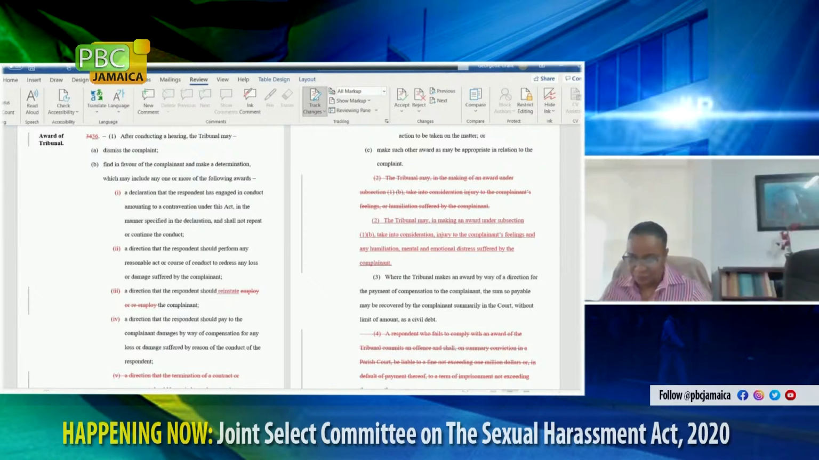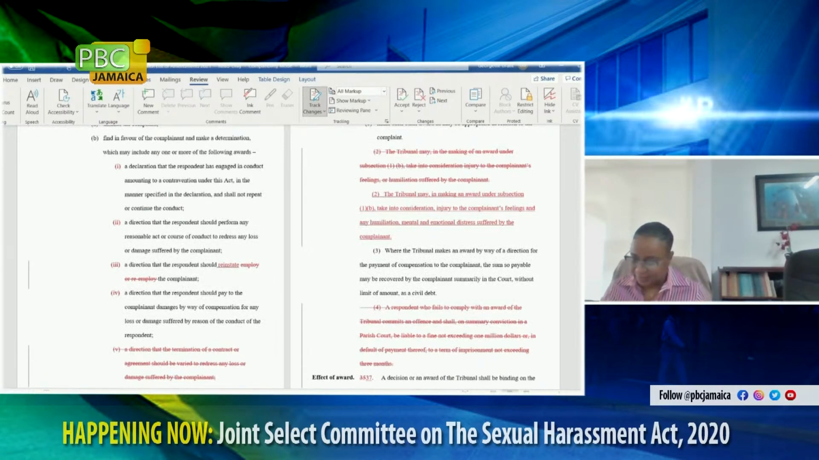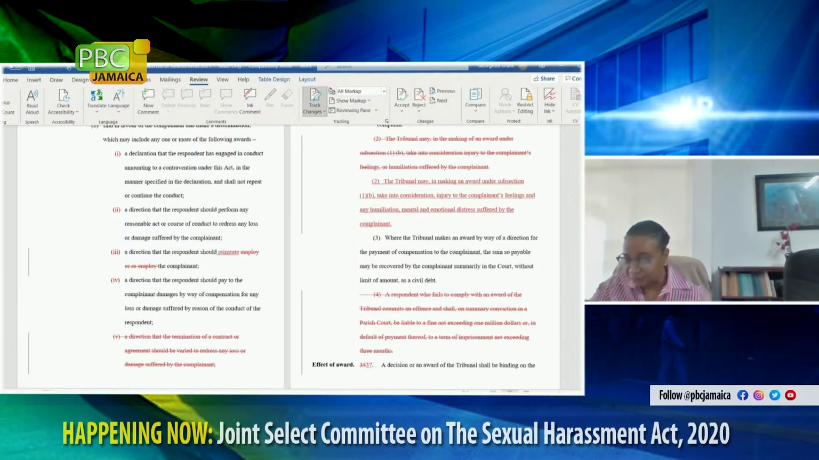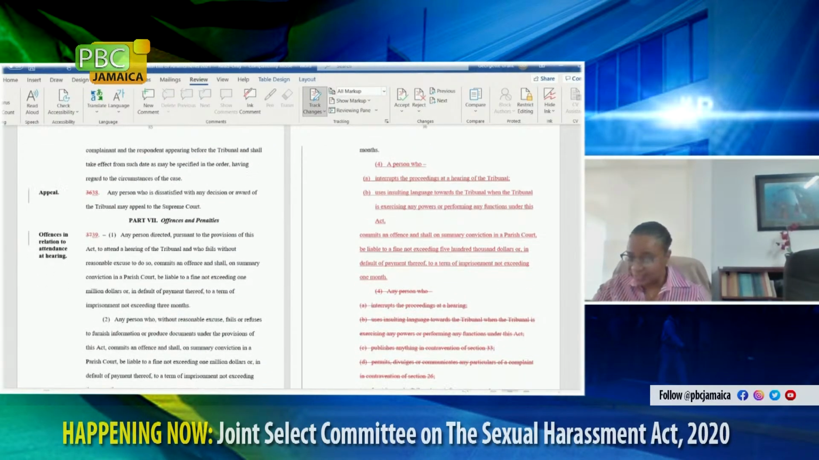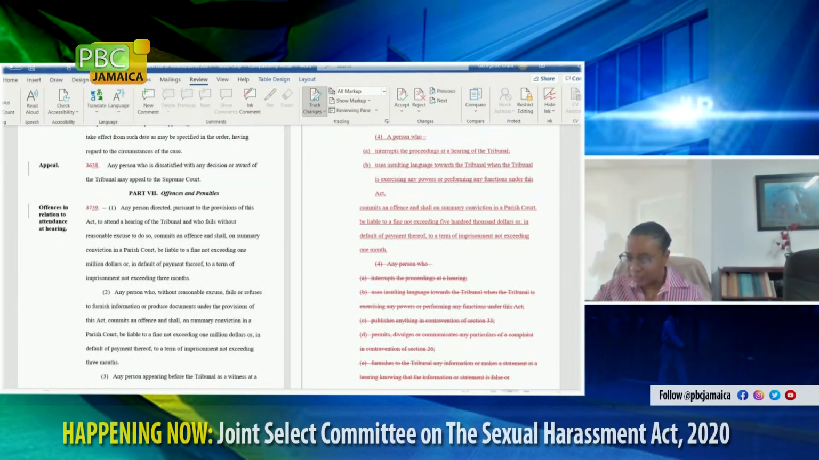So if that is accepted, we could move on now to clause 39 as renumbered, which is in part 7, which deals with the penalties. And you asked us to reconfigure the penalties, and I'm going to read it in now: subclause 4, and substitute therefor the following. A person who (a) interrupts the proceedings at the hearing of the tribunal, (b) uses insulting language towards the tribunal when the tribunal is exercising any powers or performing any functions under this Act, commits an offense and shall, on summary conviction in a parish court, be liable to a fine not exceeding $500,000 or, in default of payment thereof, to a term of imprisonment not exceeding 1 month.